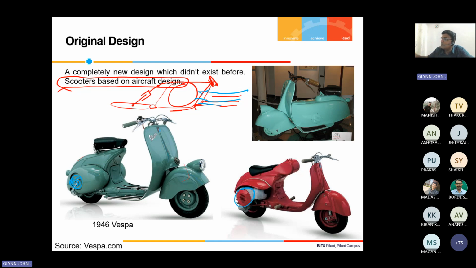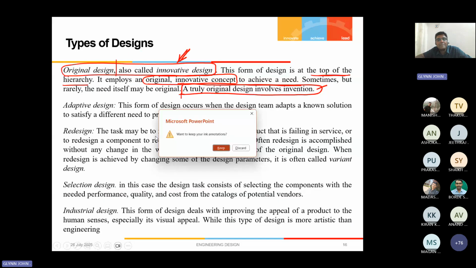So this is an original design. In this case, even though it cannot be called an invention, it is an original design because a scooter like this or a two-wheeler like this did not exist before, right? This is an original design, right? Any questions so far?